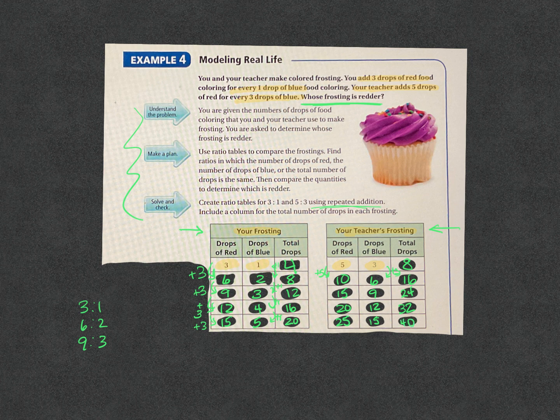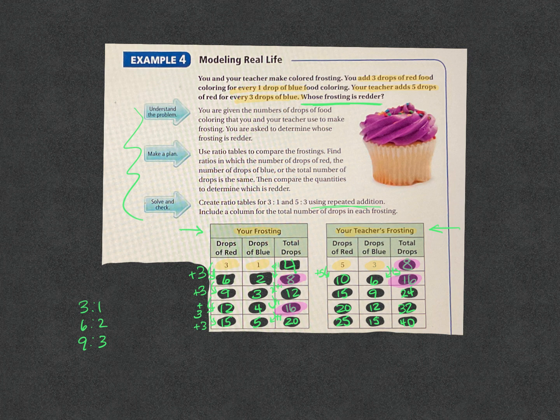I want to see when we have the same amount. So if you go over to your total drops, I got 4, 8, 12, 16, and 20 on my frosting. My teacher has 8, 16, 24, 32, and 40. I'll go back to my highlighter here, and I want to know when they're the same. I've got 16 and I got 16. There's no other ones that are the same. Well, I'm sorry, 8 is the same, but that's where we started. So because I have these two that are equivalent, now I can make an assumption.